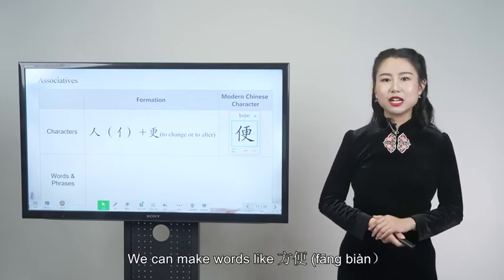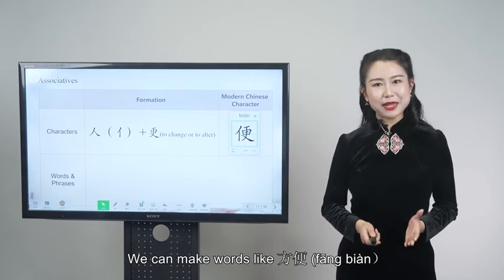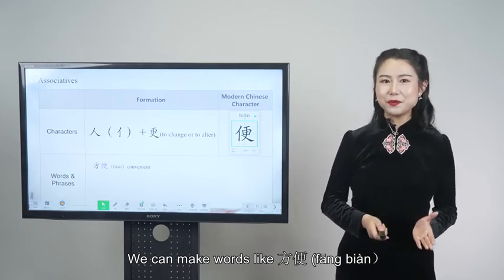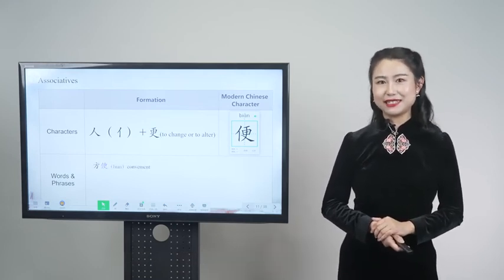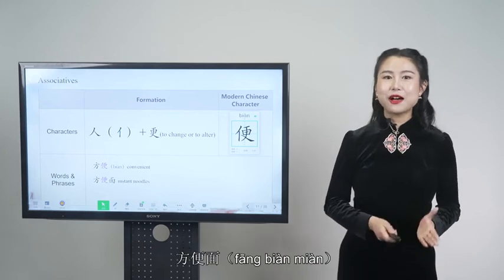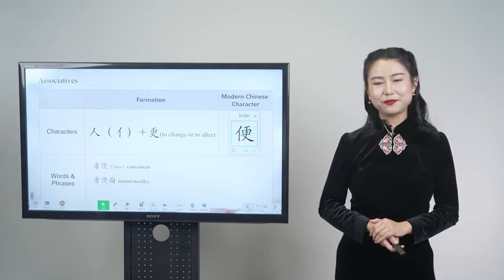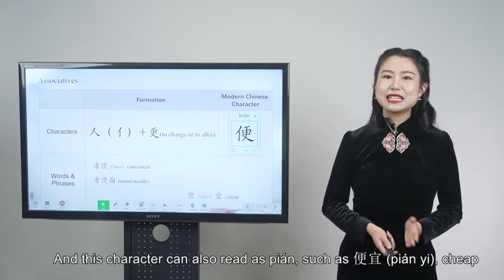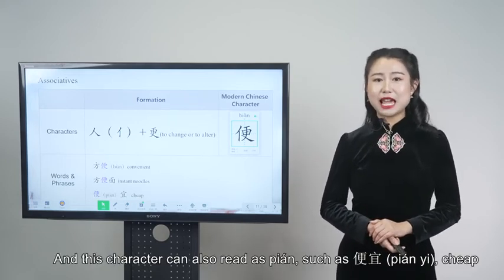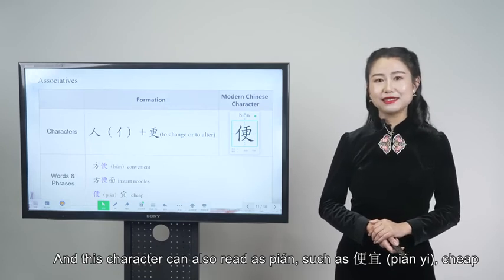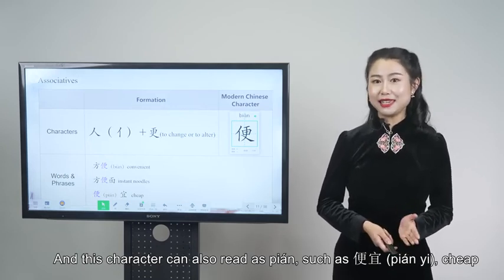We can make words like 方便, convenient, 方便面, instant noodles. And this character can also be read as pián, such as 便宜, cheap.